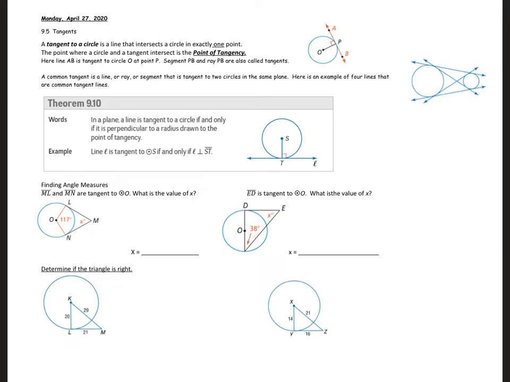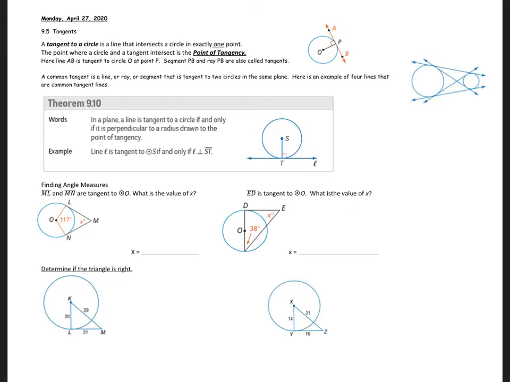Theorem 9.10. In a plane, a line is tangent to a circle if and only if it is perpendicular to a radius drawn to the point of tangency. Meaning that if I draw in the radius ST here along this tangent line L, if it is going to be tangent to the circle, the radius forms a 90-degree angle with that tangent line.